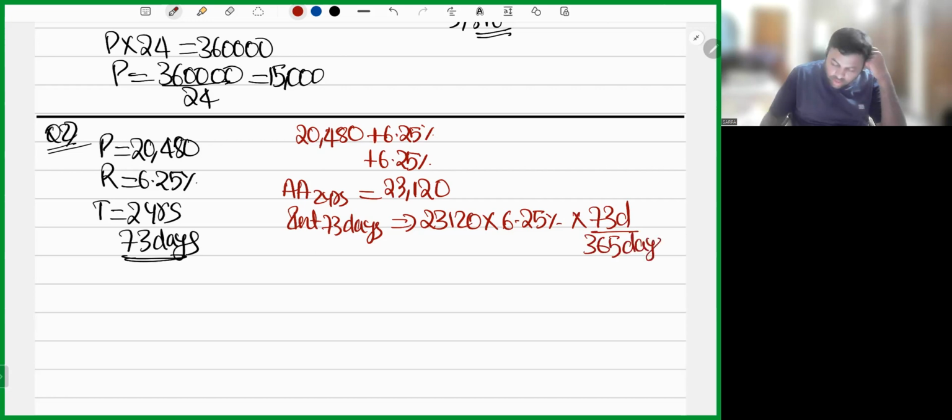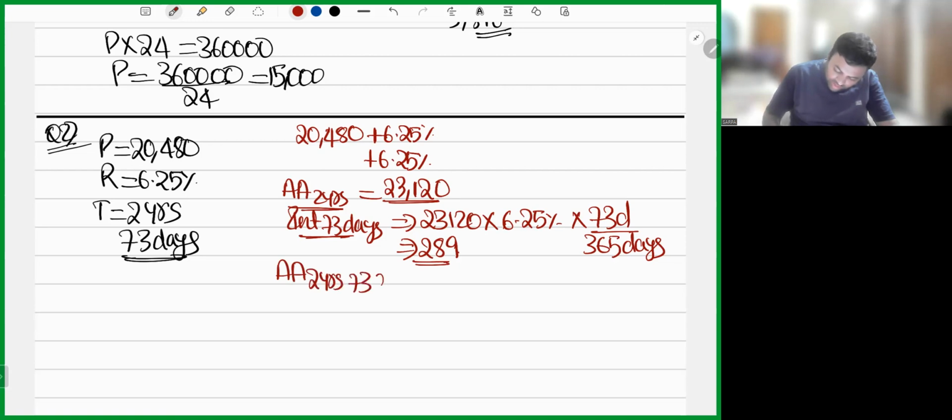Be careful, this 6.25%, the interest that is there, is for a whole year. But you are supposed to charge only for 73 days. 23,120 into 6.25% into 73 whole divided by 365. You will get interest as 289. Accumulated amount for 2 years is 23,120. Interest is 289. So accumulated amount for 2 years, 73 days will be 23,120 plus 289.